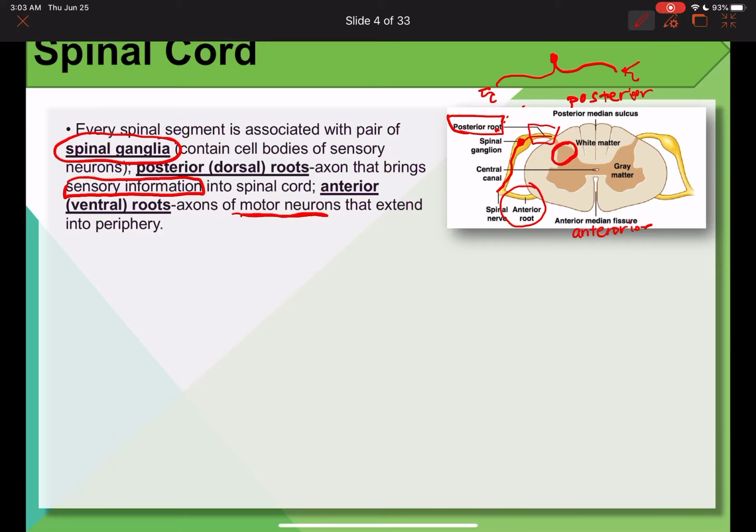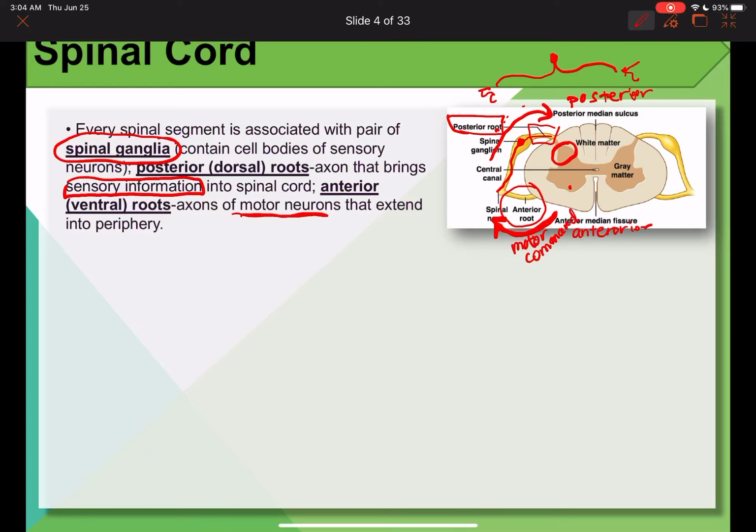So I'm going to make an arrow here going this way so you know it's sensory information coming in from the periphery into the spinal cord. Here I'm going to draw an arrow going this way so you remember that is information coming from the spinal cord in the form of a command towards the peripheral effector tissue. And they always travel via your anterior root. So this is for motor command.